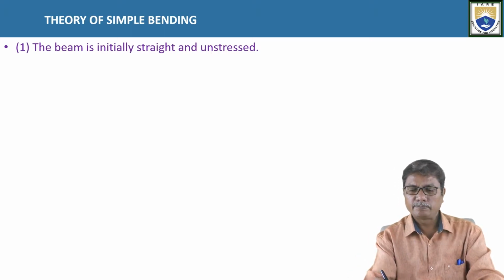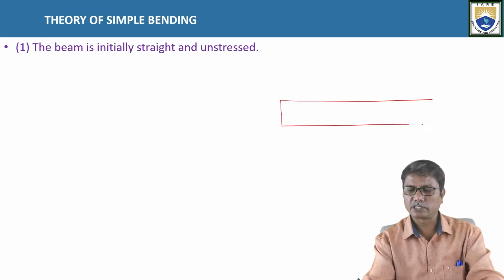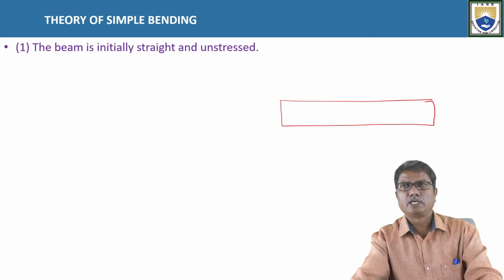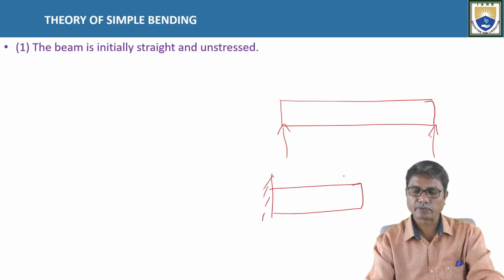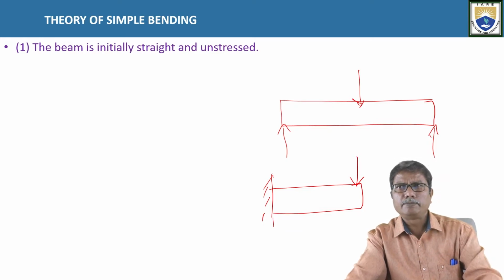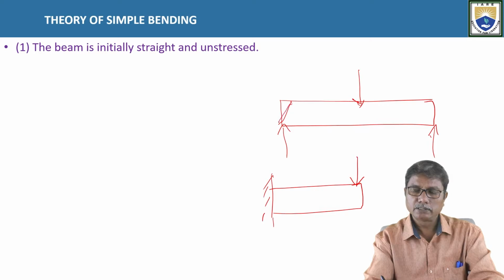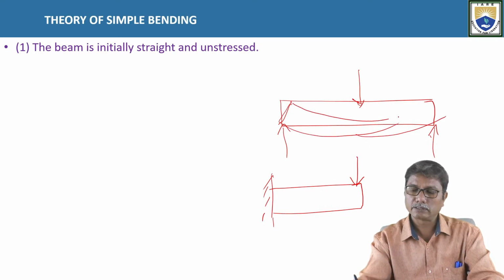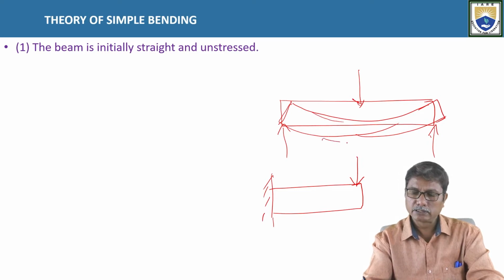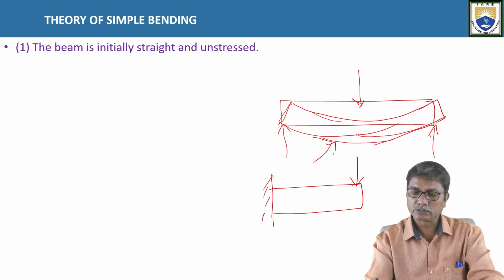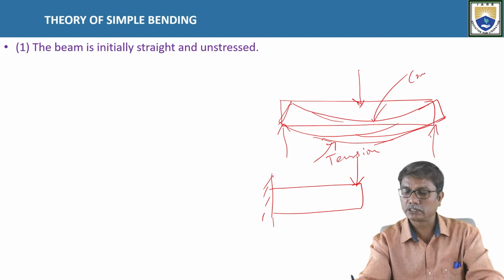So the beam, which is initially horizontal, is assumed to be straight. That is the first assumption, and is unstressed. So we can consider a simply supported beam or a cantilever beam subjected to some sort of loading. In a simply supported beam, the bending of the beam will be something like this, with top fibers being compressed and bottom fibers being elongated. Okay, so it is under tension. The bottom portion is under tension in a simply supported beam, and the top portion is under compression.